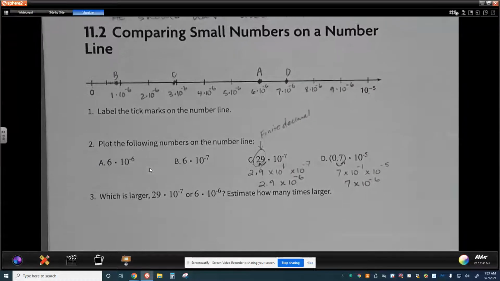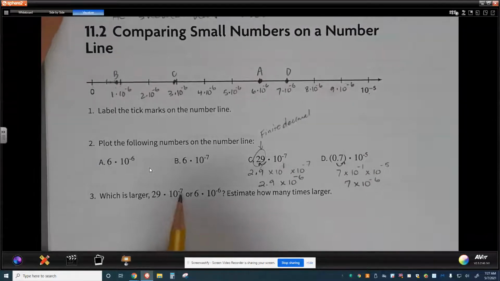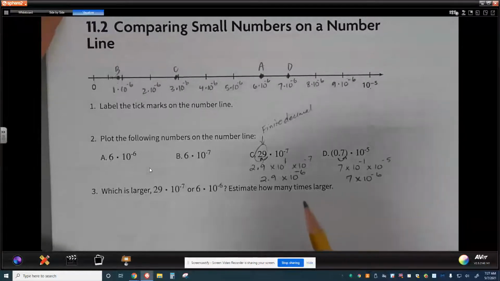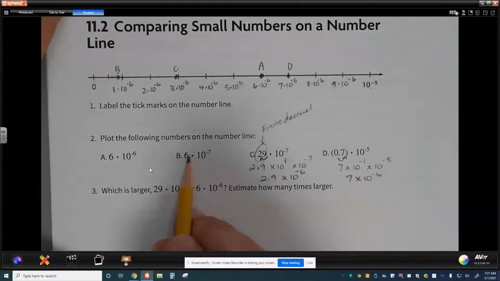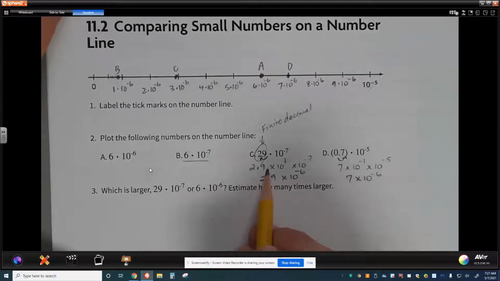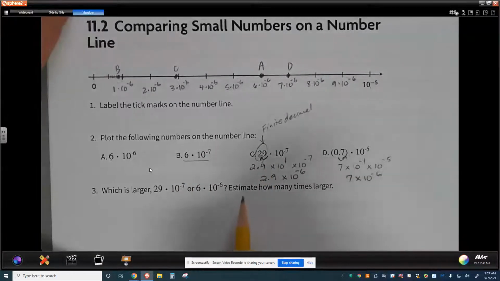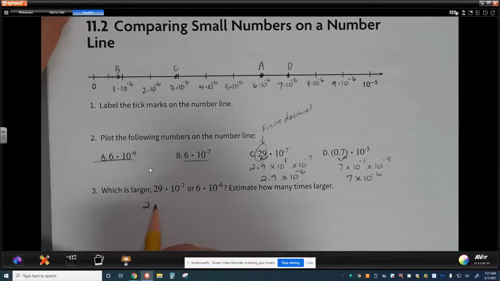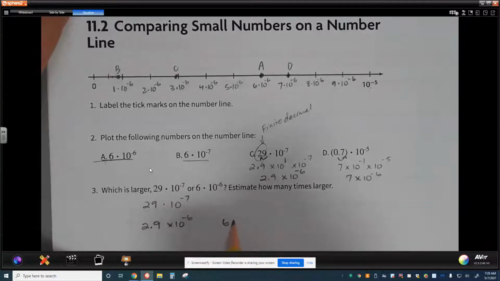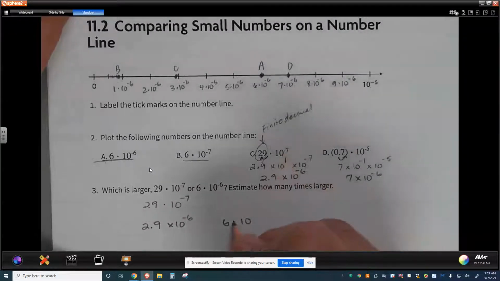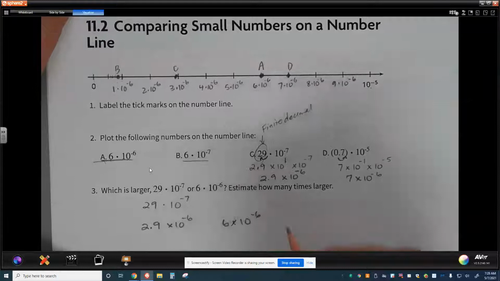So the question is, which is larger, 29 times 10 to the negative seventh, or 6 times 10 to the negative sixth? Estimate how many times larger. We saw that this one was scientific notation. This one was not. Or excuse me, A is what we're comparing to C. We saw that 29 times 10 to the negative seventh actually became 2 9/10 times 10 to the negative sixth, compared to 6 times 10 to the negative sixth.